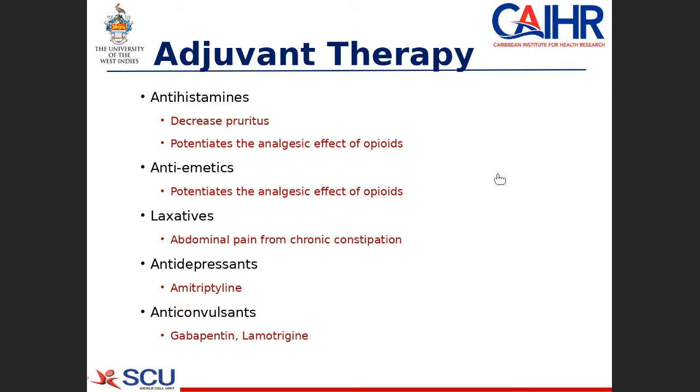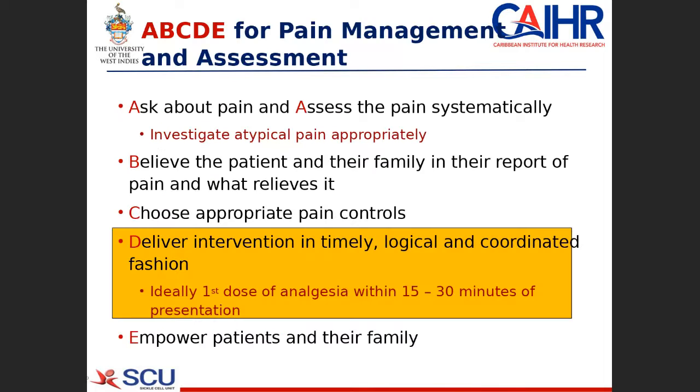Many opioids give you nausea and vomiting, all right, so you want to prescribe an antiemetic. Persons who are on opioids for any significant period can also get constipation, and so they may need to be given laxatives. And then for persons who you believe have an element of neuropathic pain, you would want to prescribe your antidepressants or your anticonvulsants, because as I mentioned, your neuropathic pain does not respond to your traditional painkillers.